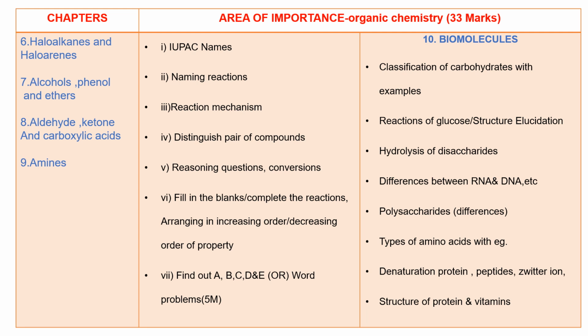Chapters 6, 7, 8, 9 and 10 are organic chemistry. A total of 33 marks is allotted for organic chemistry. The majority of questions are from organic chemistry. 47% weightage is given for organic chemistry. Now let us see Unit 6, Haloalkanes and haloarenes.